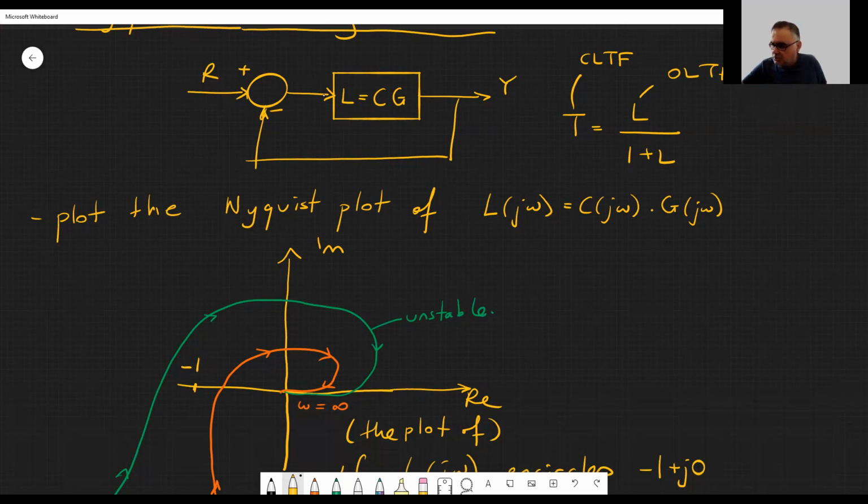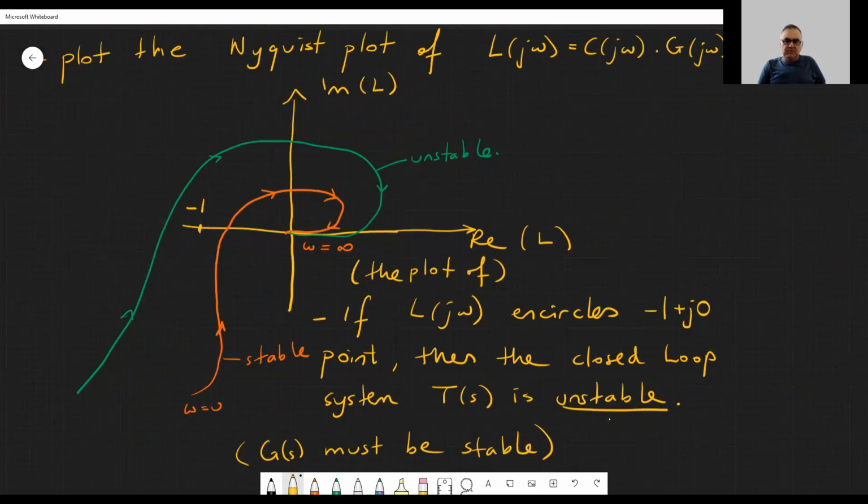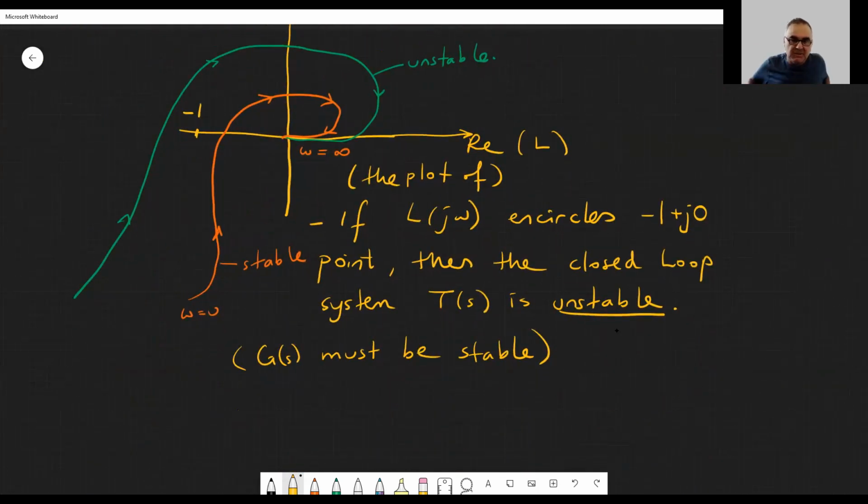So we plot the real part of L versus the imaginary part of L, and that includes the controller inside it. L is C times G. And then if it encircles this -1 point, your system is going to be unstable. Okay.